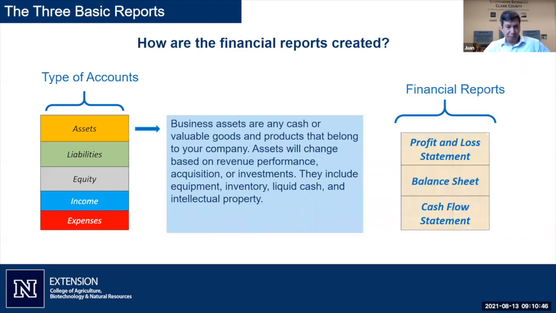So assets, business assets are any cash or valuable goods, products that belong to the company. Assets will change based on revenue performance, acquisitions, investments, equipment, things like that. For example, if you made money 1 year, yes, your assets are going to change. Your bank account will probably go up. If you buy a company, if you buy equipment, your equipment value will probably go up, and then your assets, like your checking account, will go down. Okay, so assets are anything of value and will fluctuate based on the performance of the company.